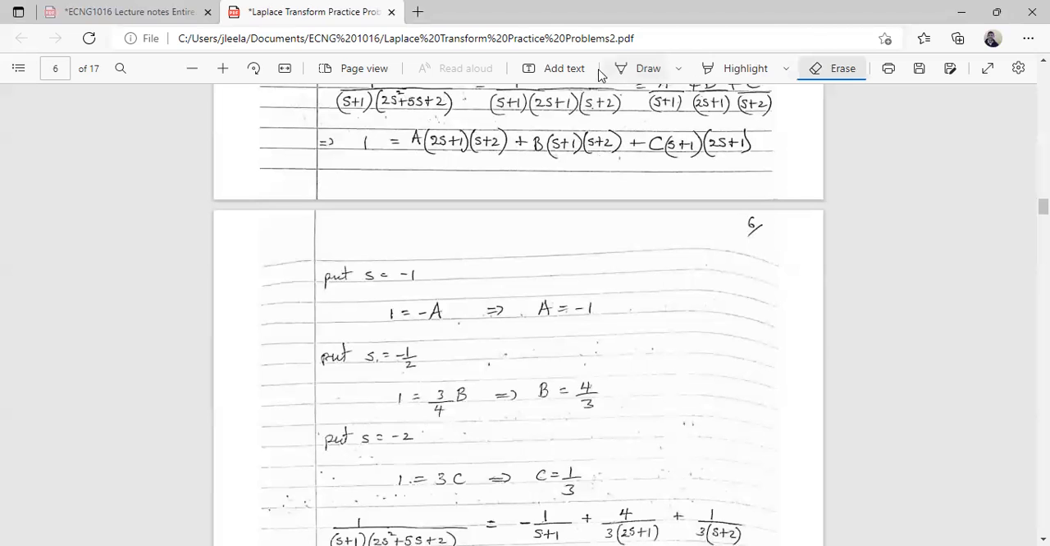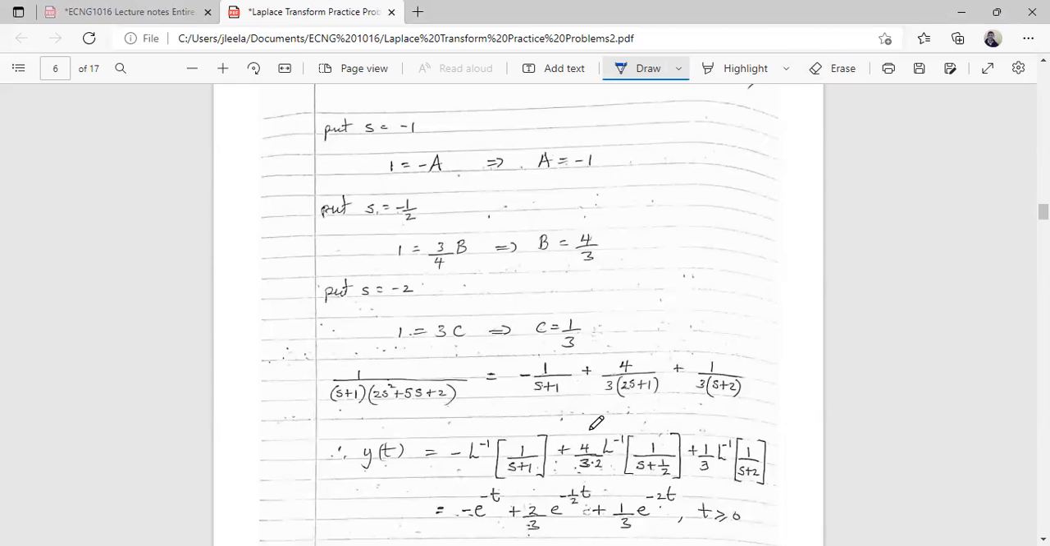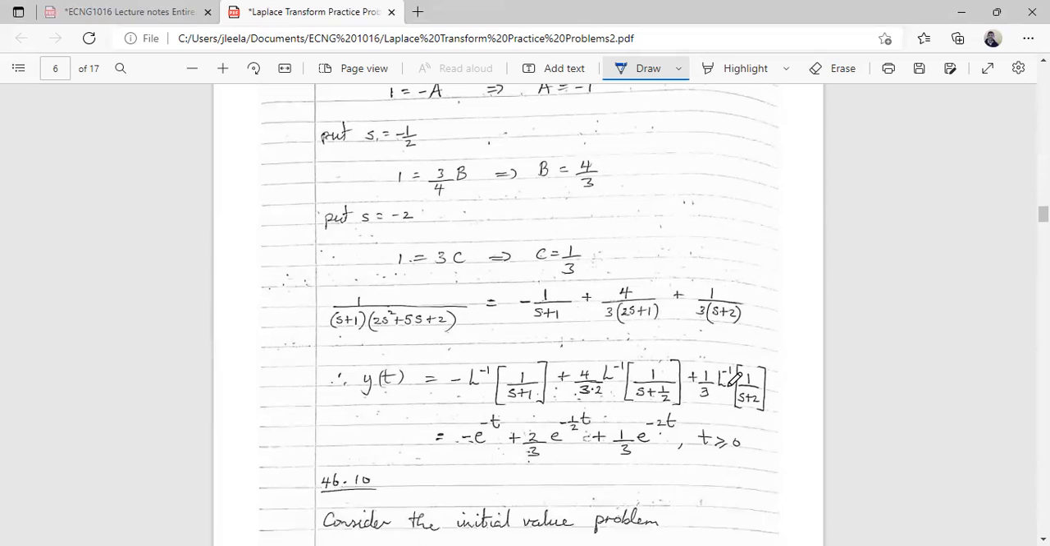And then if you put s equal minus 2, this middle term, because this will be 0, and this first term will drop out. So here minus 2 plus 1 is minus 1. Minus 2 by 2 is minus 4, plus 1 is minus 3. So you'll get plus 3c then is equal to 1, so c is a third. So this is the partial fraction here, minus 1 over s plus 1 plus 4 over 3 into 2s plus 1 plus 1 over 3 into s plus 2.